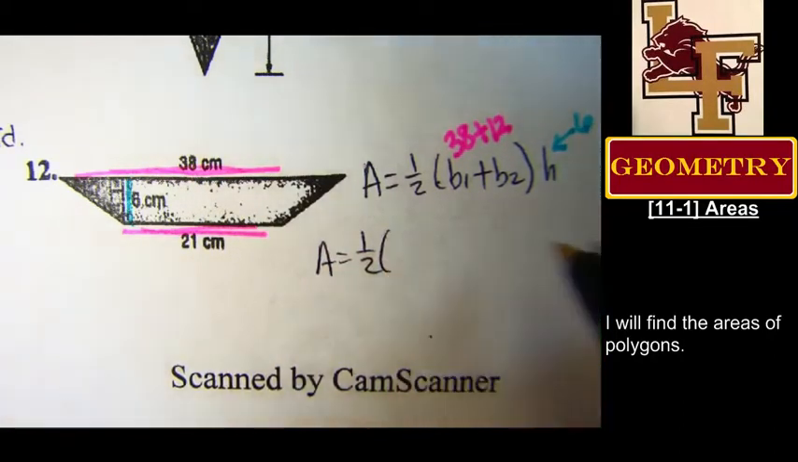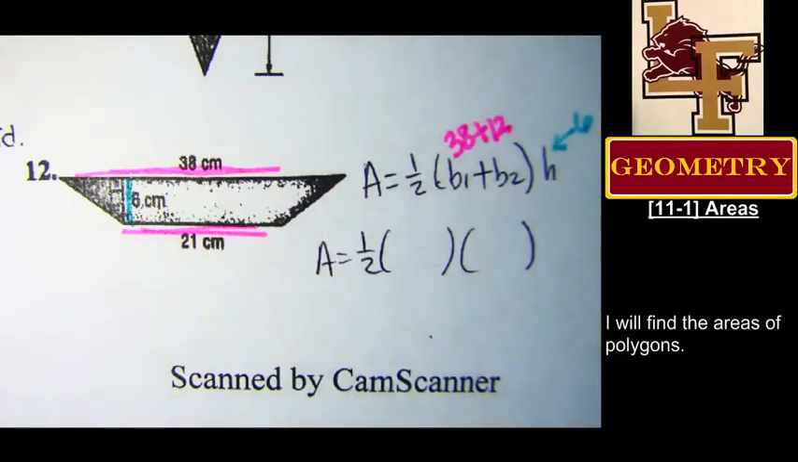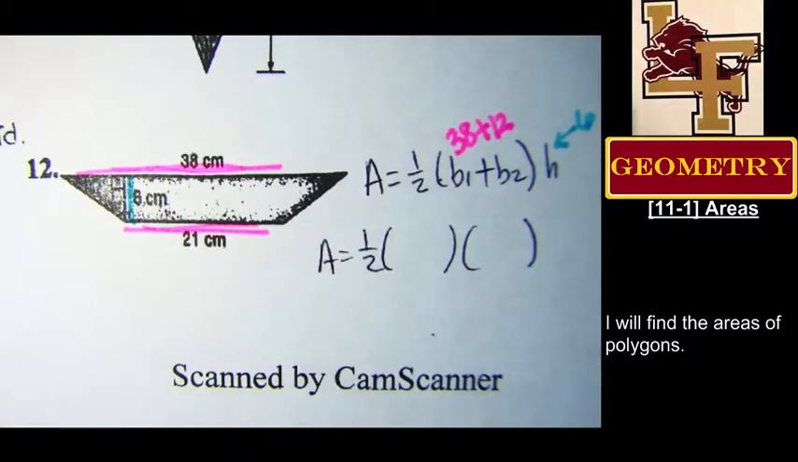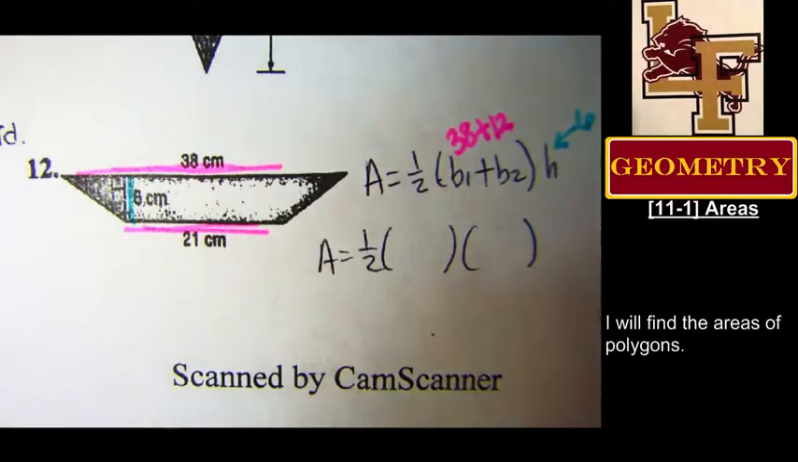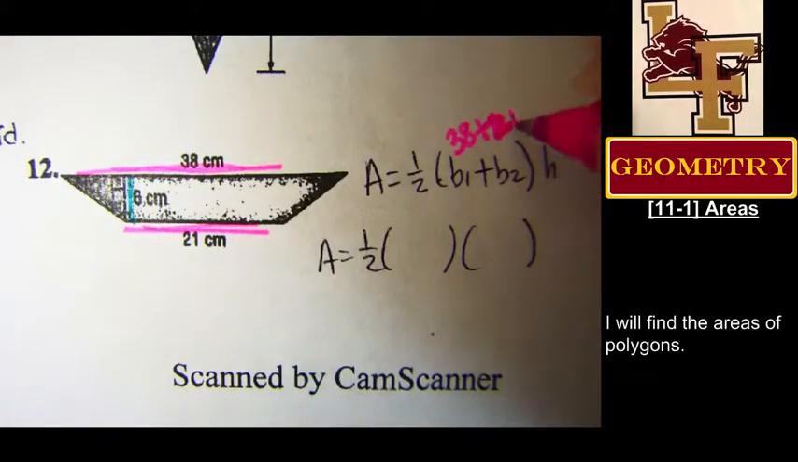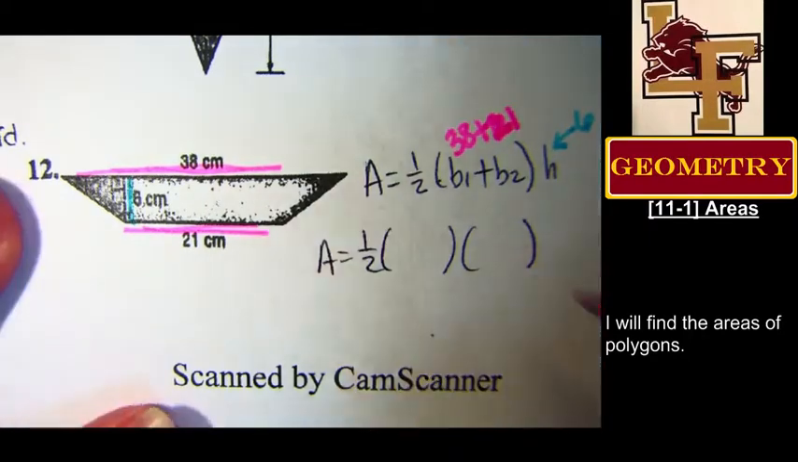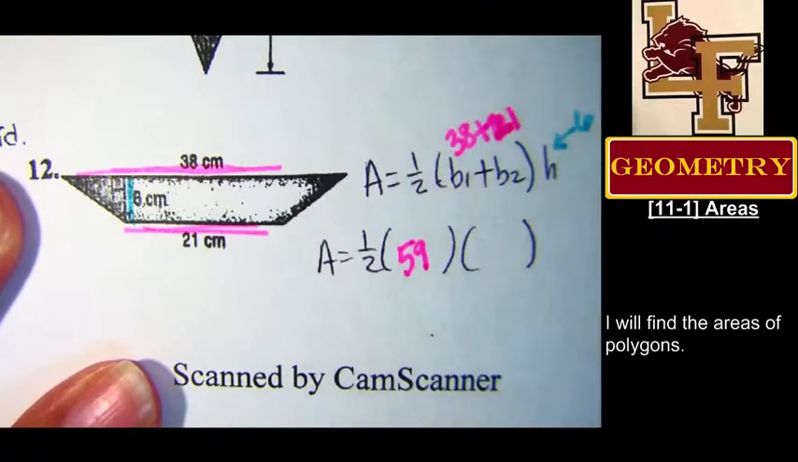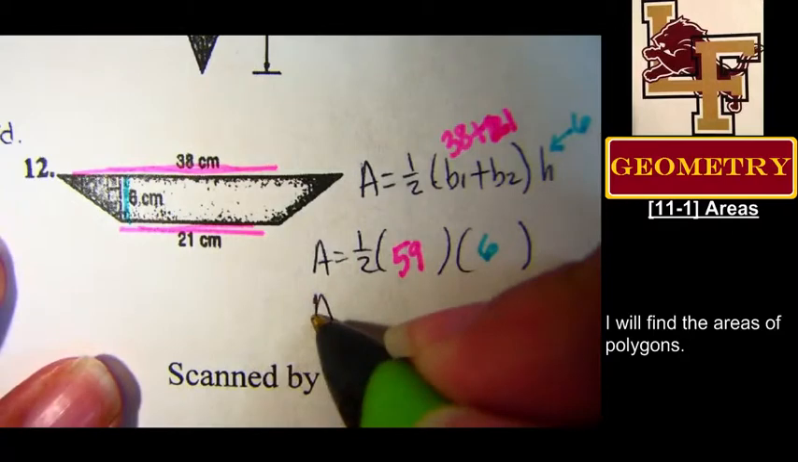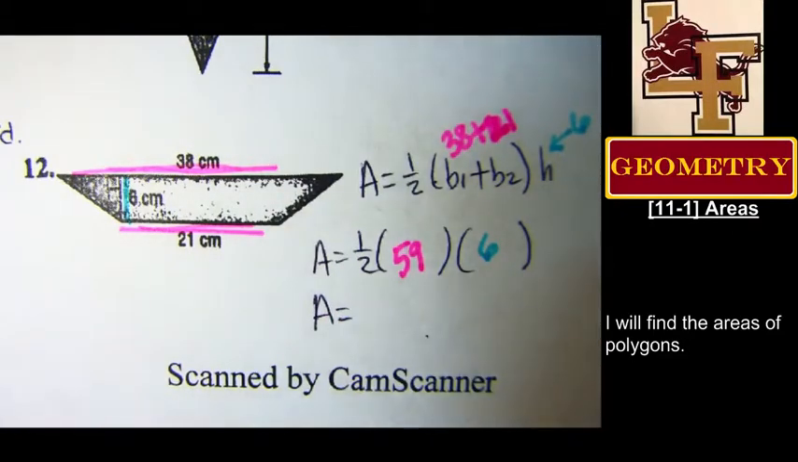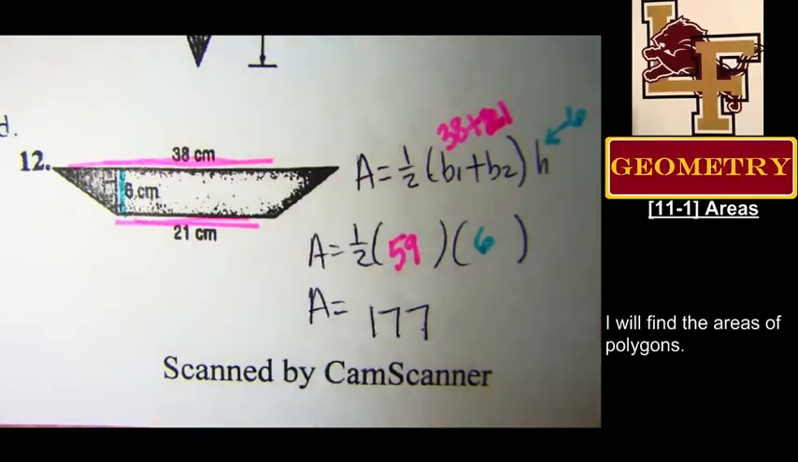All right, substituting. What's 38 plus 21? 59. Okay. And then the height is 6. All right, put that in your calculator. Tell me what we get. 177. Boom, done.